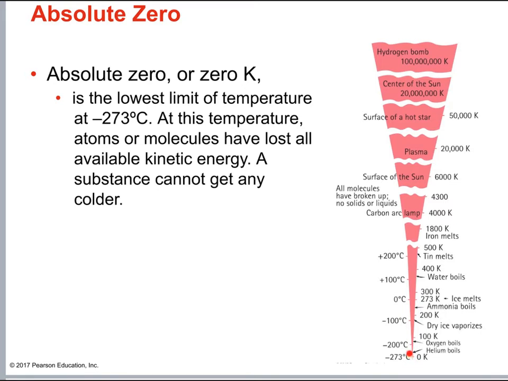And this chart just shows variations of different possible temperatures in both Celsius and Kelvin. As you go up, you can see water boils at 100 Celsius. As you go hotter, at 1800 Kelvin, iron melts. The sun has a surface temperature of 6000 Kelvin. A really hot star would have a temperature of 50,000 Kelvin. The center of the sun is 20 million Kelvin. And if we were to detonate a nuclear bomb, a hydrogen bomb, the temperature in that detonation would actually be 100 million Kelvin. So the temperature gets very, very hot very fast.